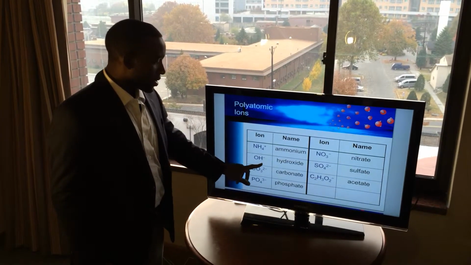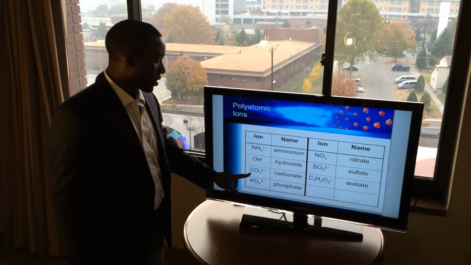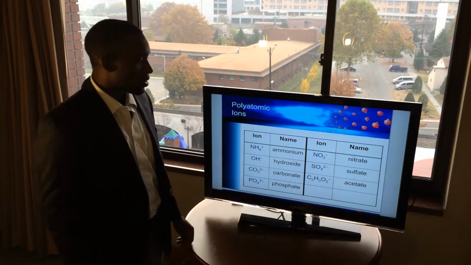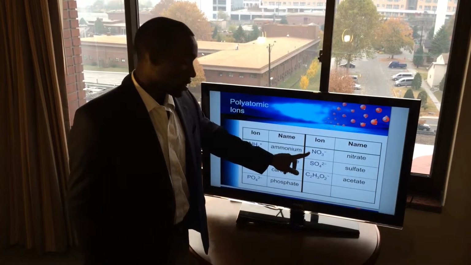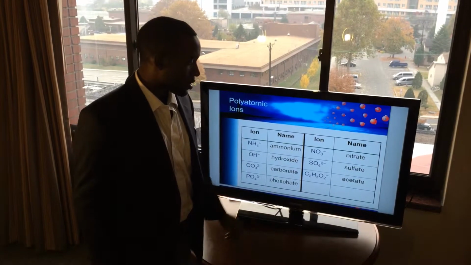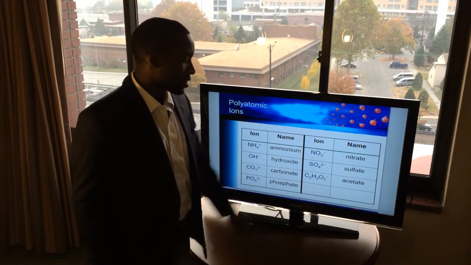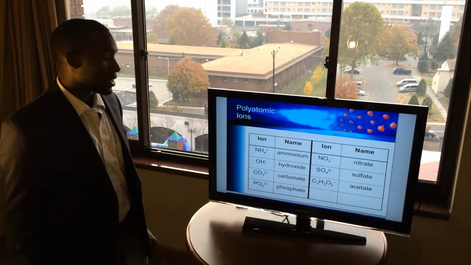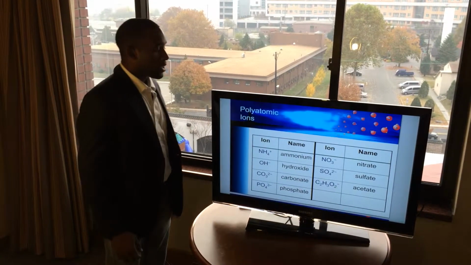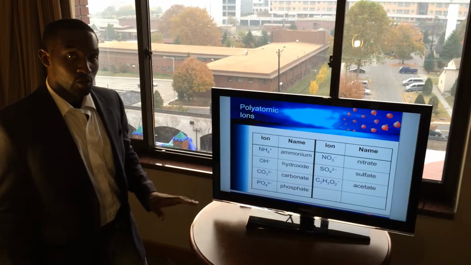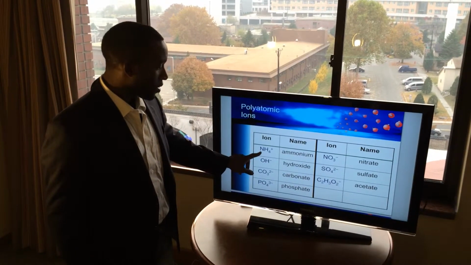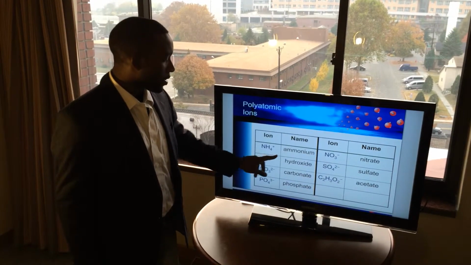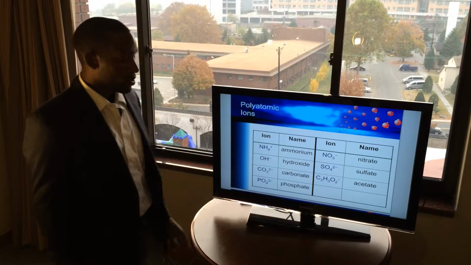So hydroxide has a -1 charge, carbonate has a -2 charge, phosphate has a -3 charge, nitrate has a -1 charge, sulfate has a -2 charge, and acetate has a -1 charge. So what's the practical use for these polyatomic anions? We'll look into that later. But at this point, you need to be able to name the chemical formula, and also be able to generate a formula from the name. So you need to memorize this list.